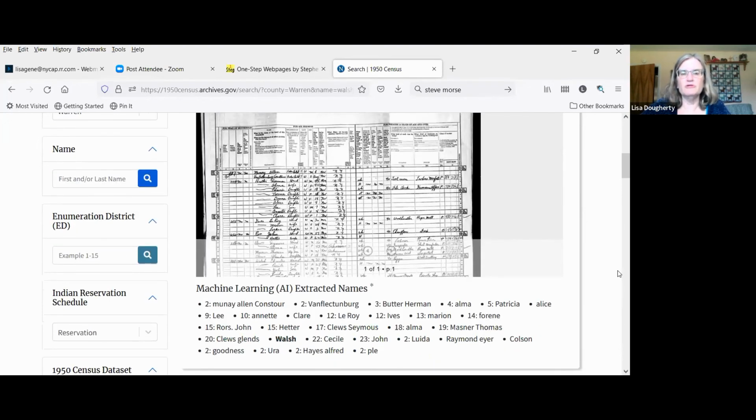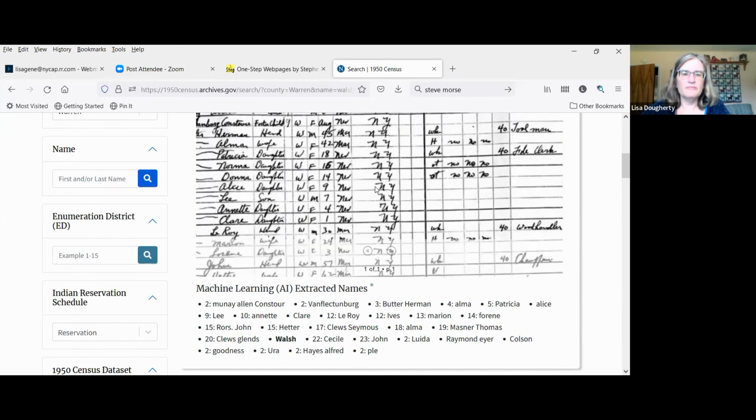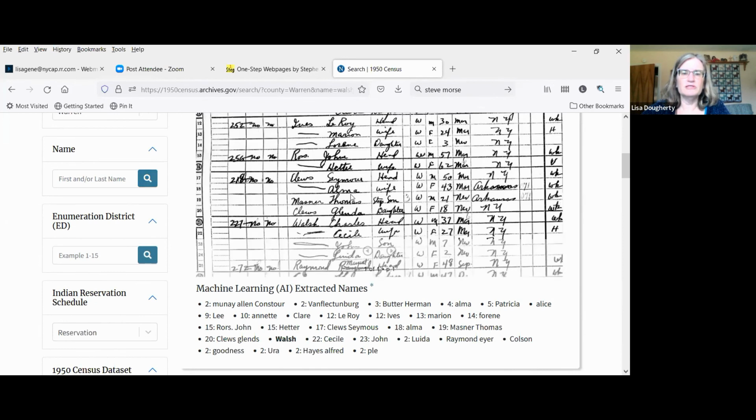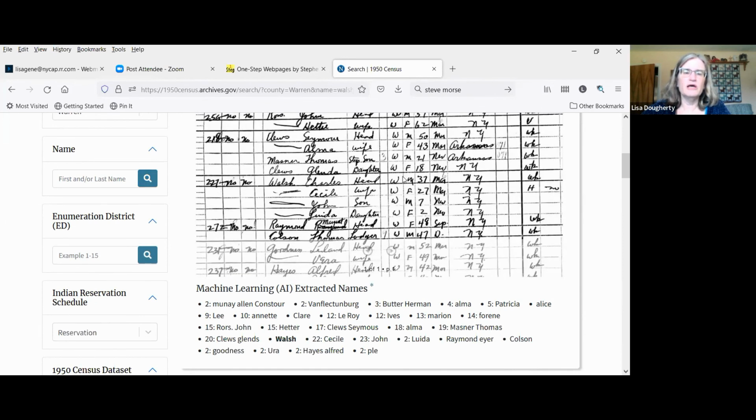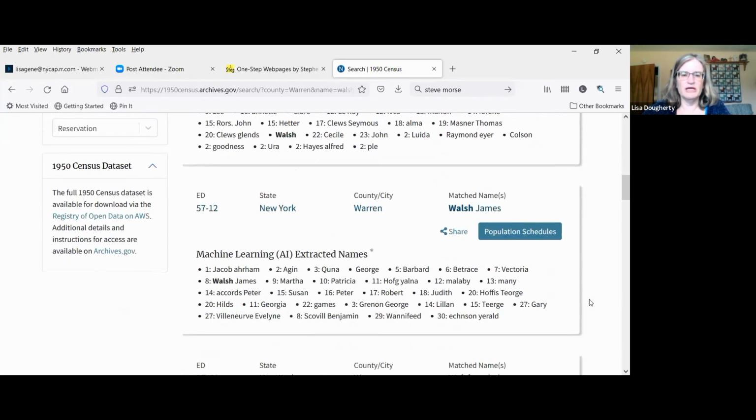If you come down below the picture, you will see some of the names pulled out. These are the names that the artificial intelligence has pulled out from the pages. You can see it's far from complete, but Walsh is one of the names on this page. We can make it bigger and look. This is Charles and Cecile Walsh with their children, John and Linda, and that is not the right one. So let's continue down the page.